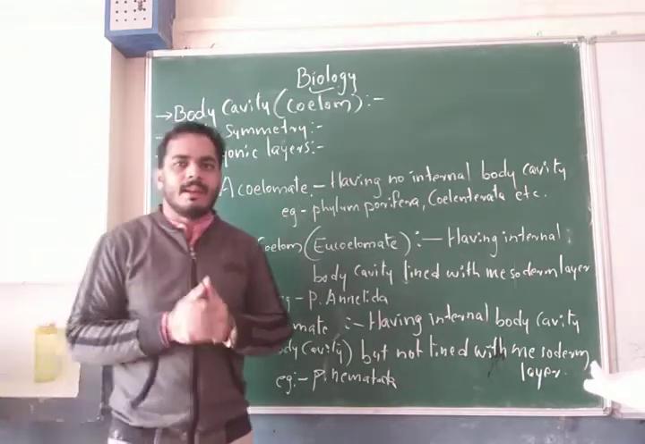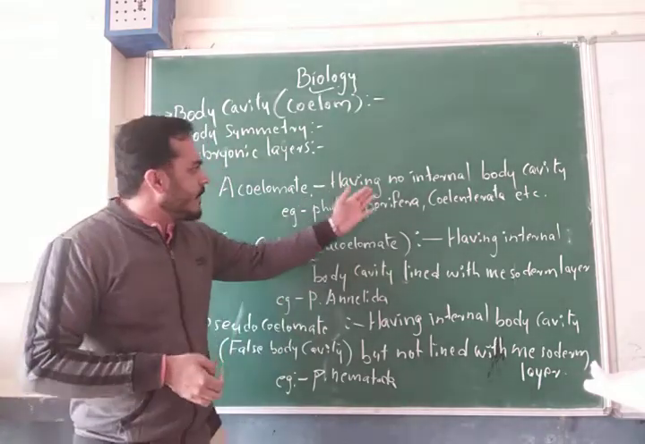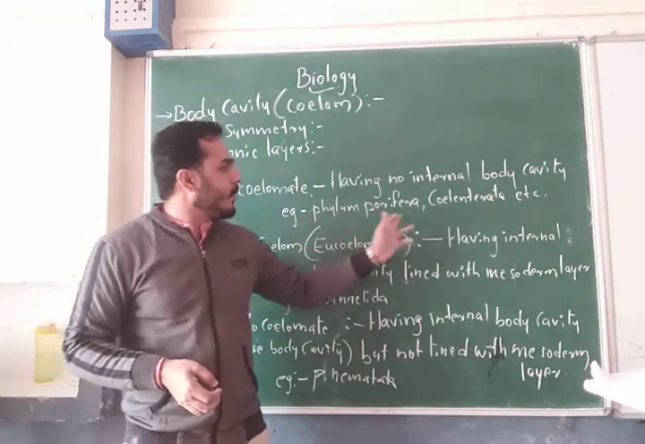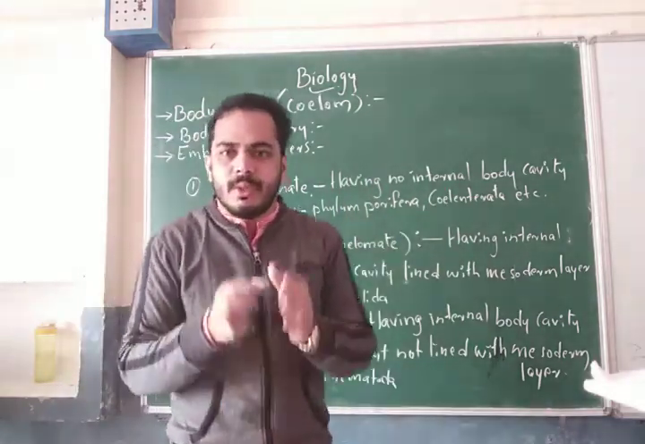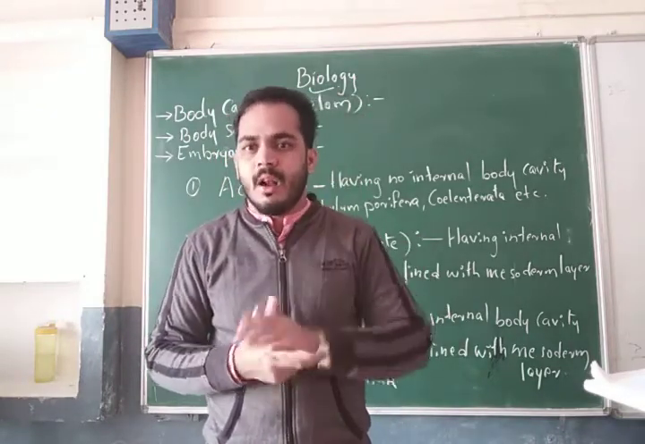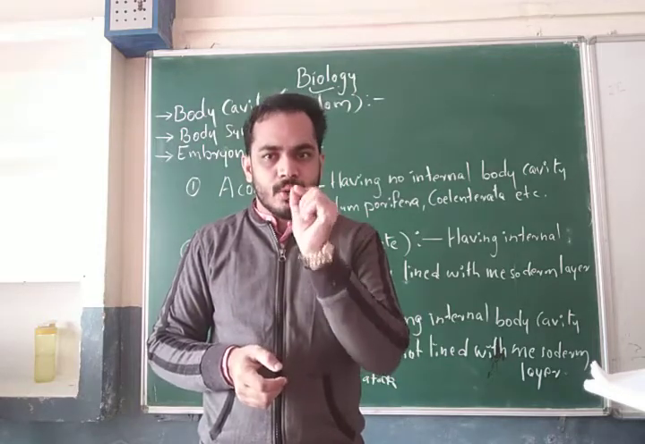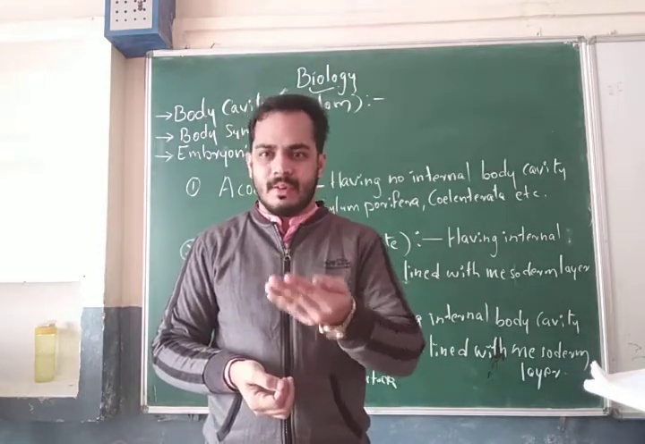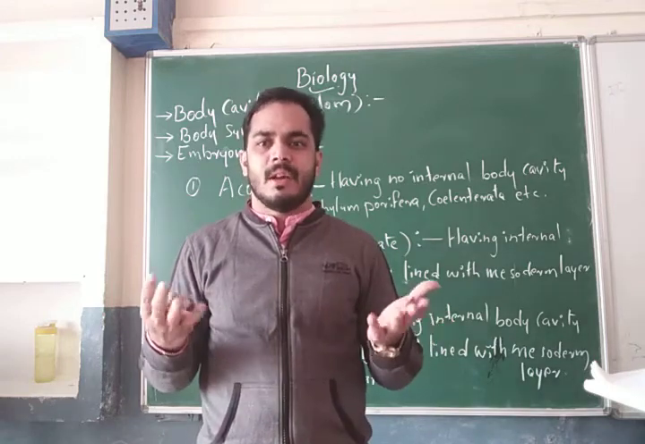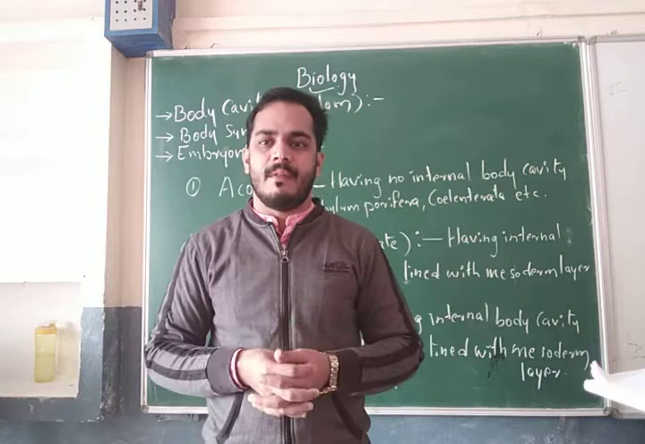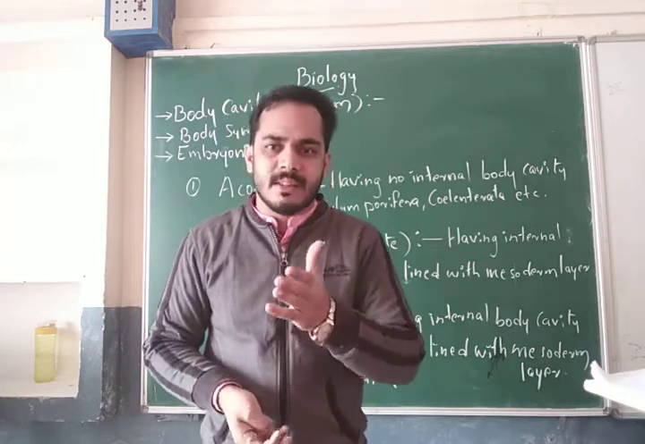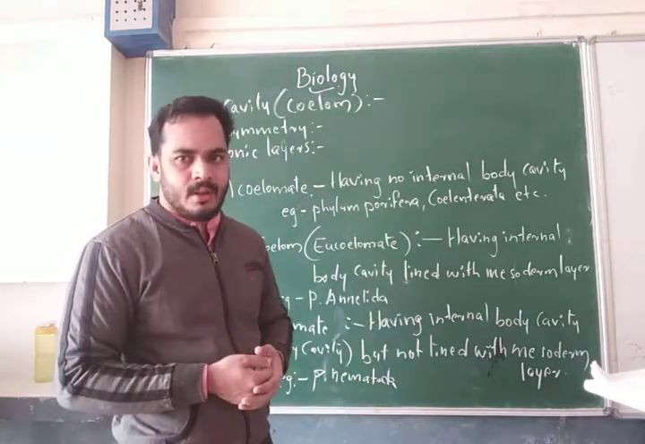Some of the organisms here have no internal body cavity, for example phylum Porifera or Cnidaria. The species of this phylum have no body cavity for accommodating their organs. These are very small microorganisms, only single cell, unicellular organisms. They have no well-developed organs. That's why there is no cavity for accommodating them. Very small organisms like that are called acoelomate.